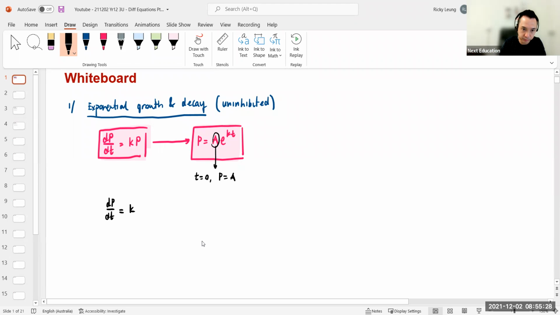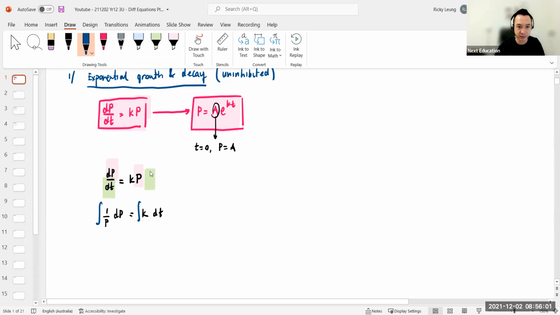So let's start here. As part of this topic, you would have developed the ability to integrate both sides. So we say this comes up here, and the P gets aligned with the dP on this side. So we effectively break the dP/dt fraction. So you go dP, divide that over to become 1 on P on this side, and this side is k dt. Then we integrate both sides, with respect to P and t on both sides.